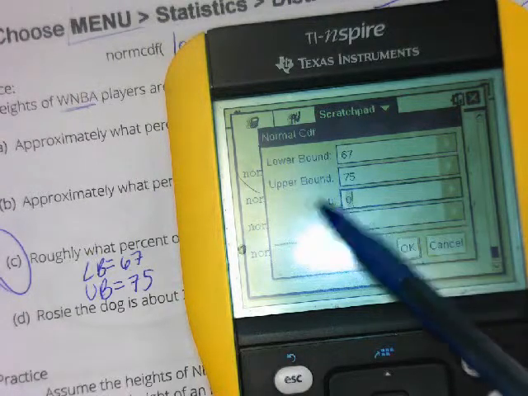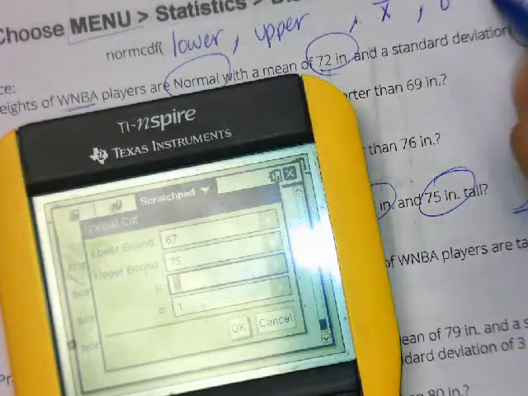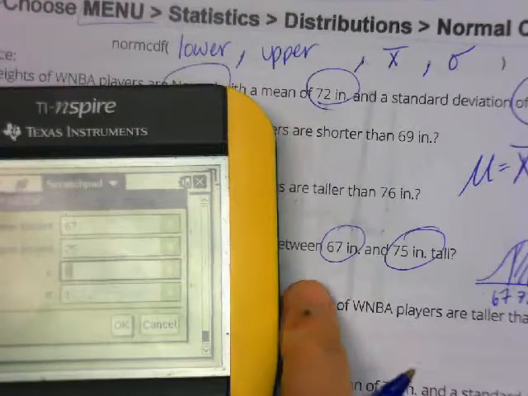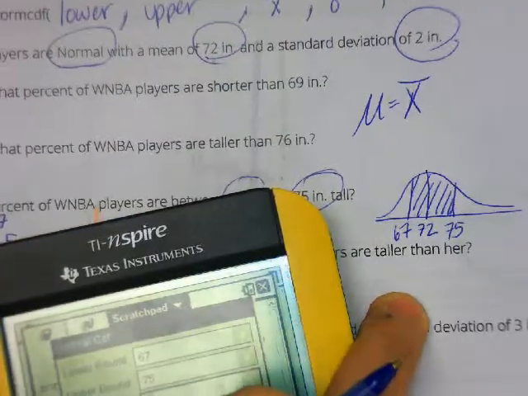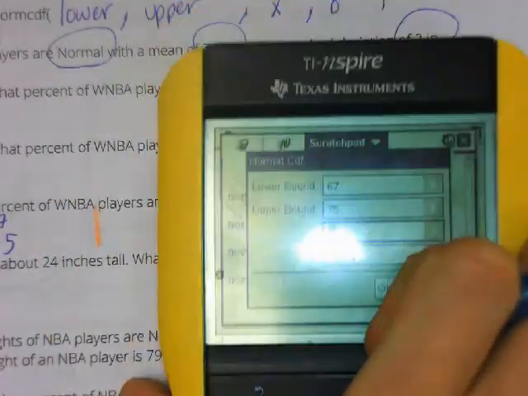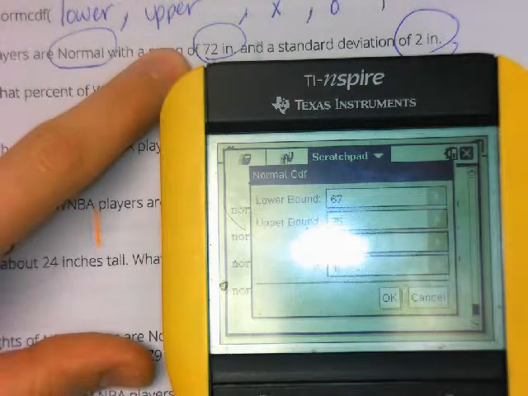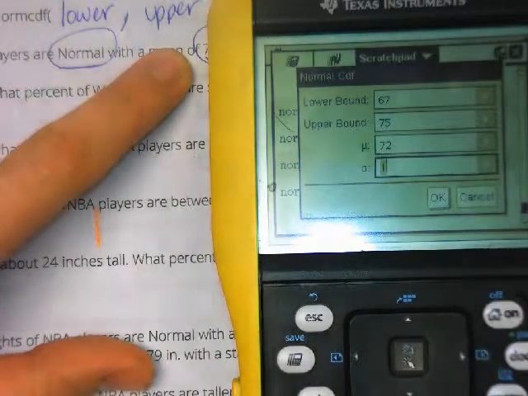Our mean, so mu, that's another symbol for mean, so mu equals X bar. I wish they would use the same notation in every application. I apologize. Mu is X bar. So our mean is 72. And our standard deviation is 2.